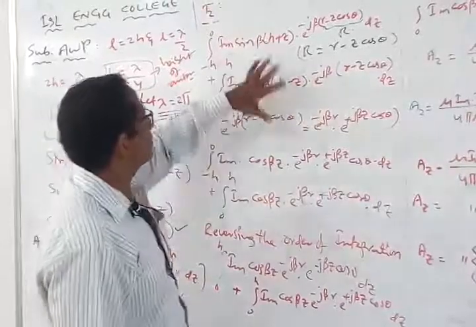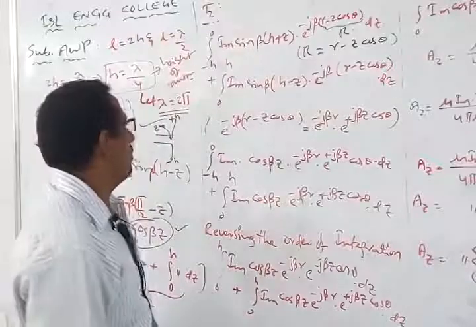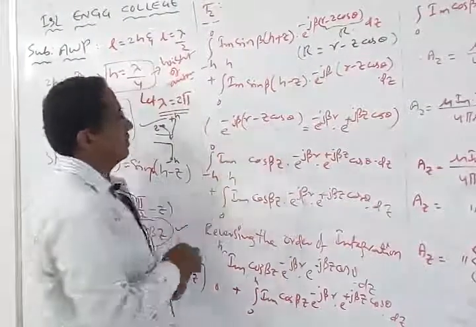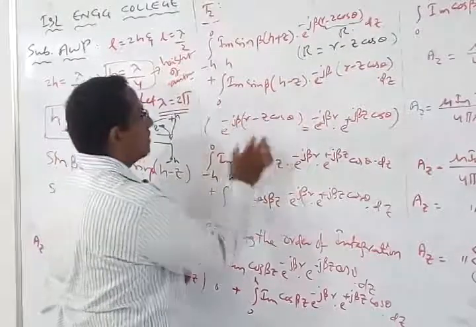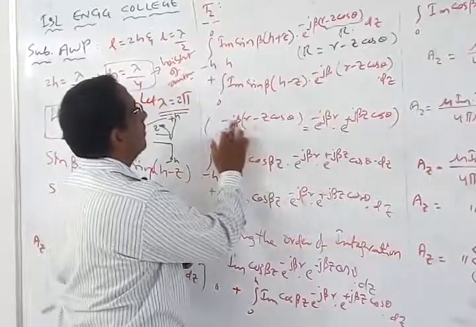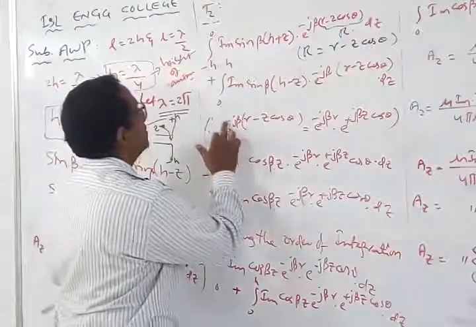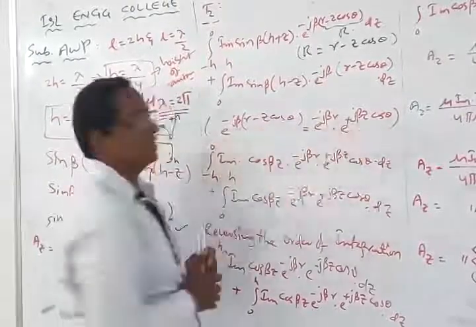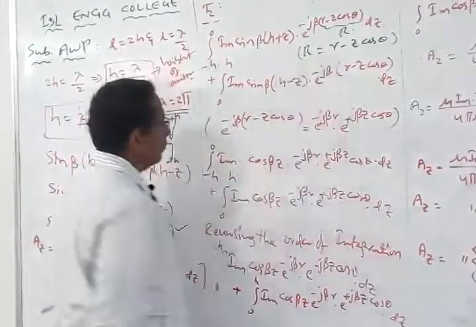So the two equations are going to be the same except for the limits, which we have over here. Now we know the exponential representation can be written like this: e power minus j beta of all these factors I can write as e power minus j beta r, multiplied with the component in the exponential, which is minus into minus, plus e power plus j beta z cos theta. So this is the equation I can write.